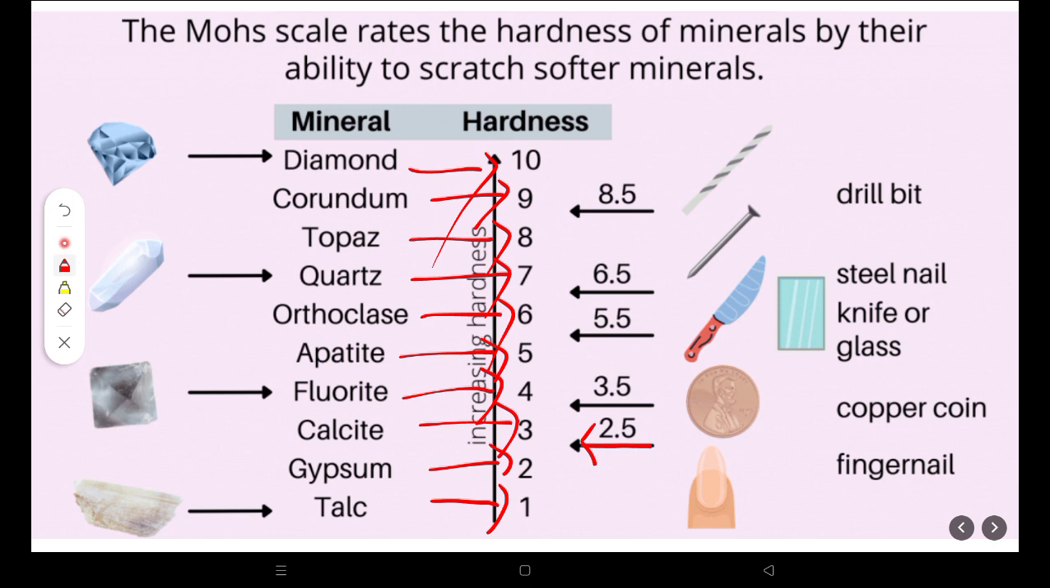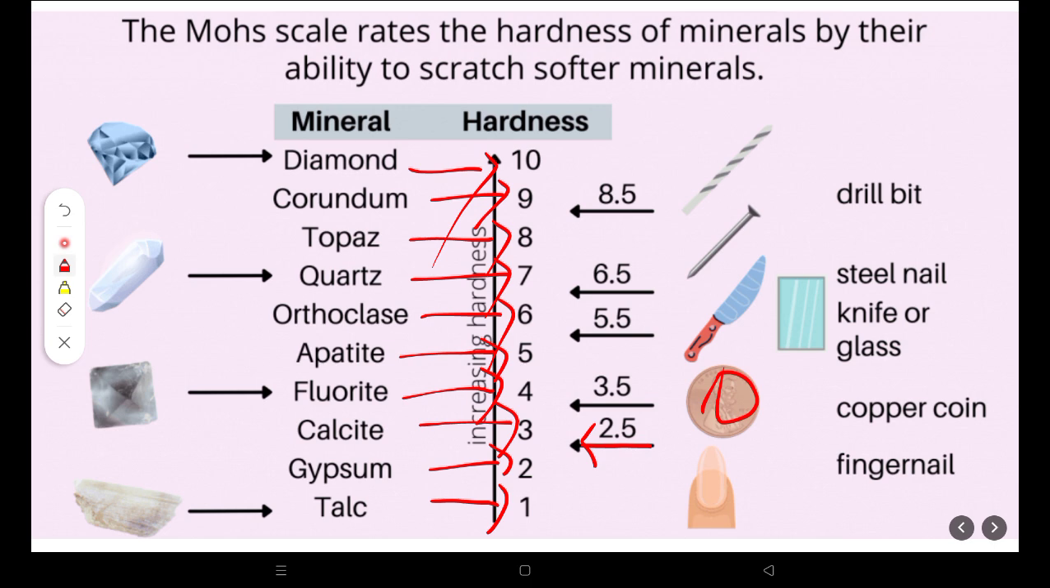So we can get it here that the mineral is less hard than 2.5. So hardness will be lesser than 2.5. Similarly, a copper penny's hardness is 3.5. Suppose a knife or a glass, whose hardness is 5.5. Like that we can check. And a steel nail is 6.75, and a drill bit hardness is 8.5.